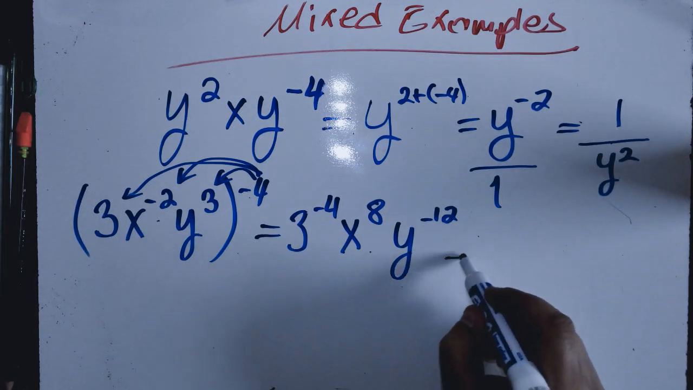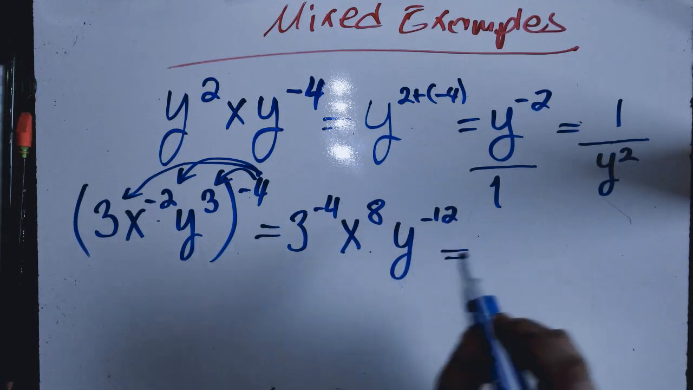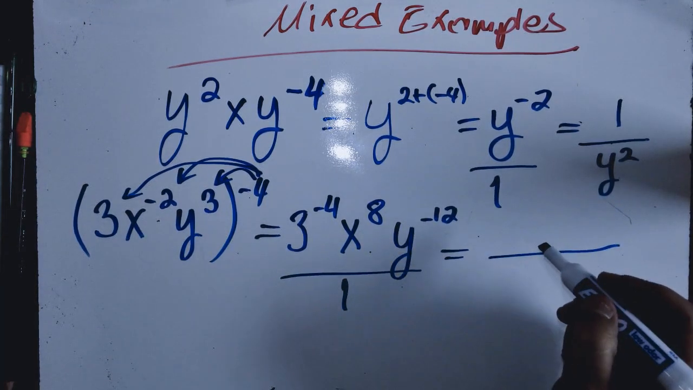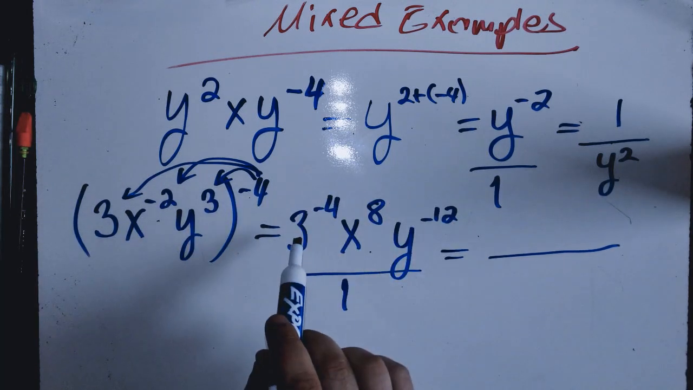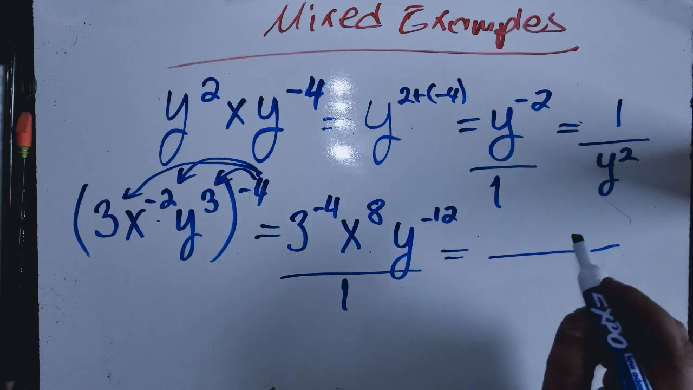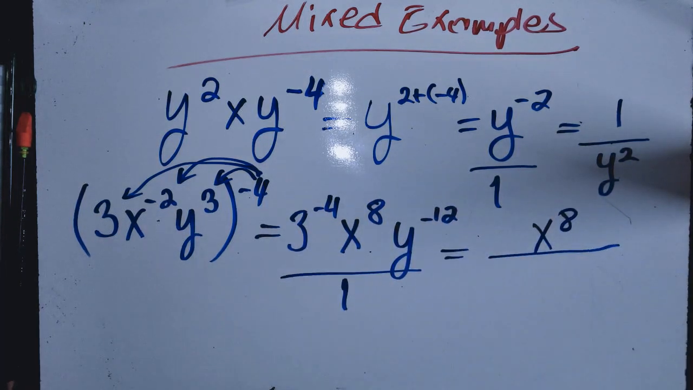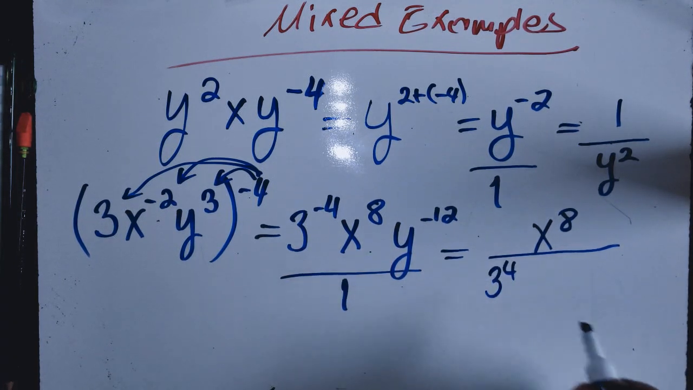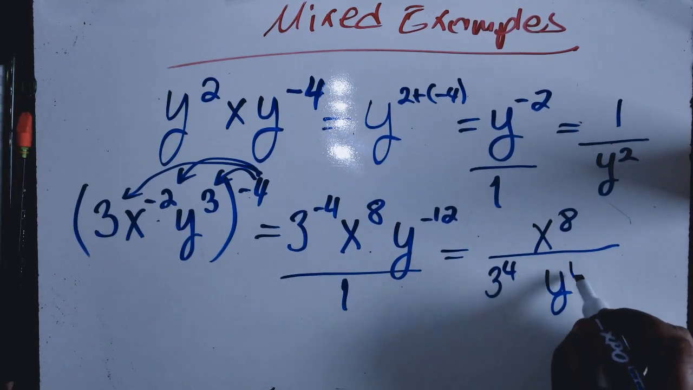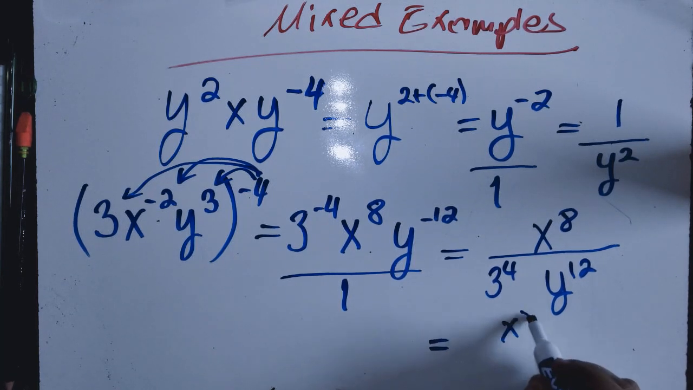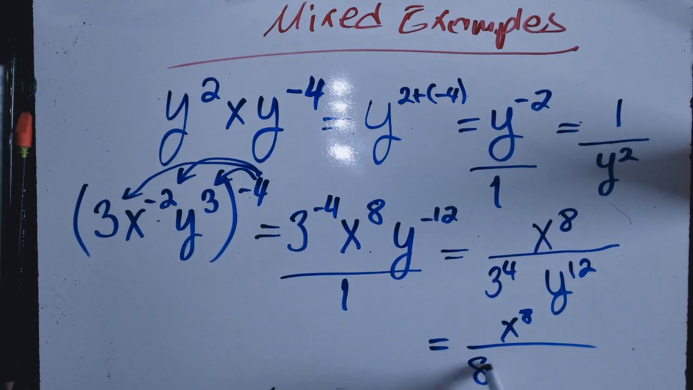I have negative exponents that I need to deal with. This whole thing is over 1. So flipping it will make the 3 to the negative 4 and y to the negative 12 powers positive. So x to the 8 stays where it is. 3 to the 4th comes as positive, and y to the negative 12 also becomes positive. Therefore, my final answer would be x to the 8th over 3 to the 4th, which is 81, and y to the 12th.